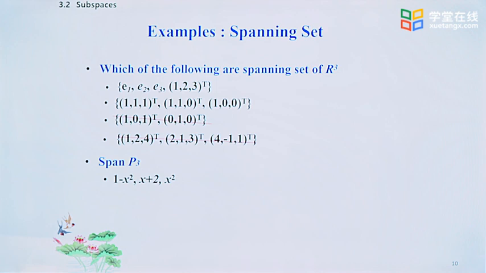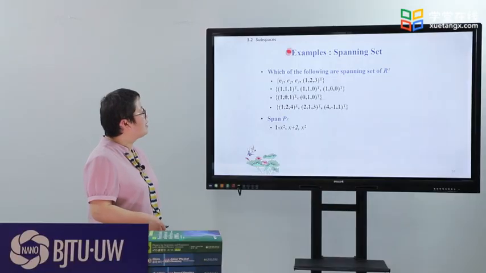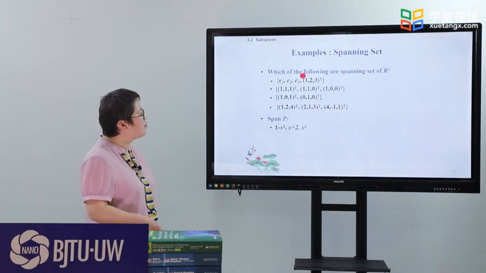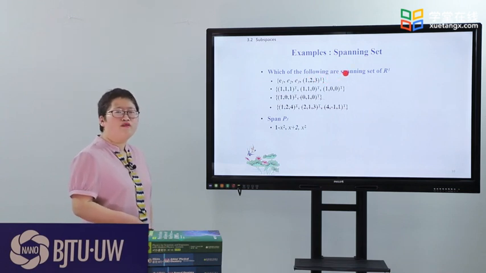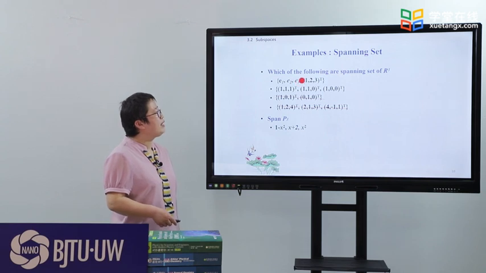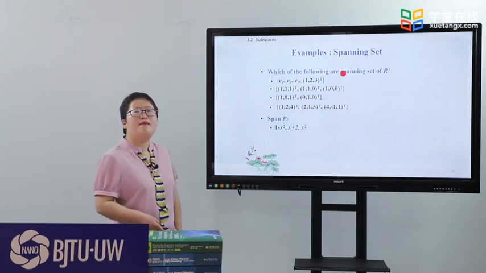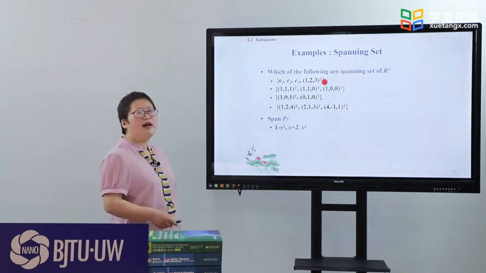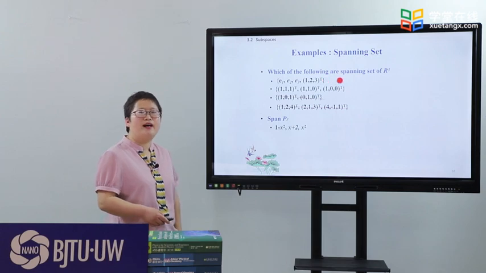Now we see these examples for spanning set. The problem asks you to determine which of the following are spanning sets of R3. So this means which of the following can span the whole space. The first set of vectors contains E1, E2, E3, and the vector 1, 2, 3. Of course, because E1, E2, E3 span the whole space of R3, if you add an additional vector, it is also a spanning set of R3.